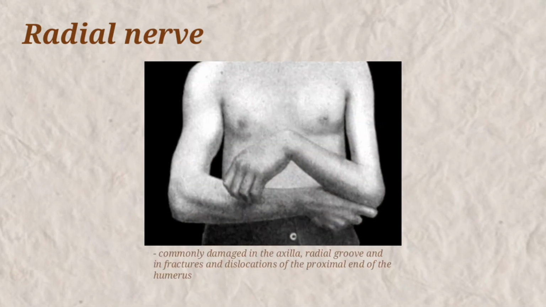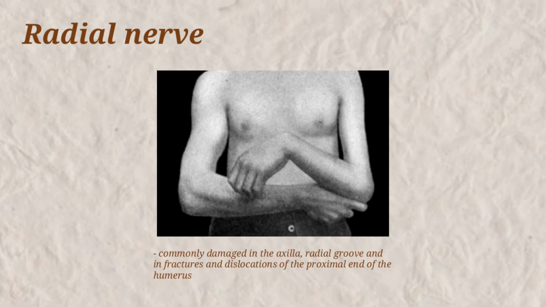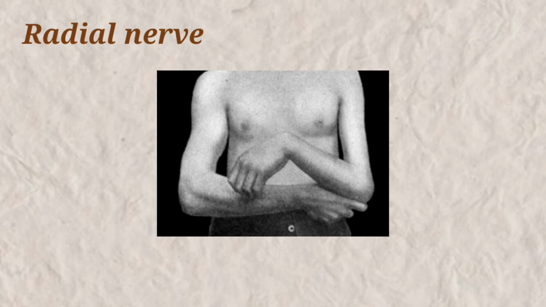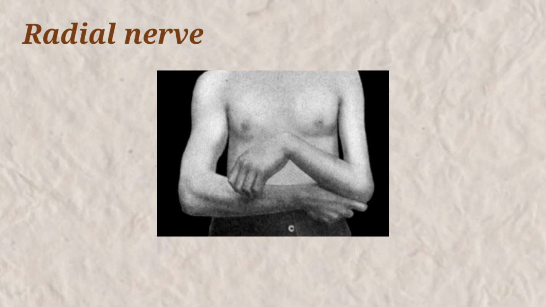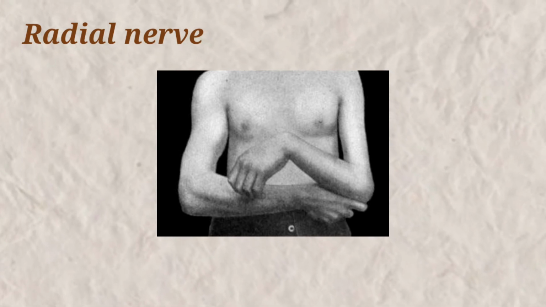The radial nerve is commonly damaged in the axilla, radial groove, and in fractures and dislocations at the proximal end of the humerus. And since the radial nerve supplies all the muscles in the posterior compartments of the arm and forearm, the patient is unable to extend the elbow, wrist joints, and the fingers. Flexion of the wrist, or wrist drop, also occurs.